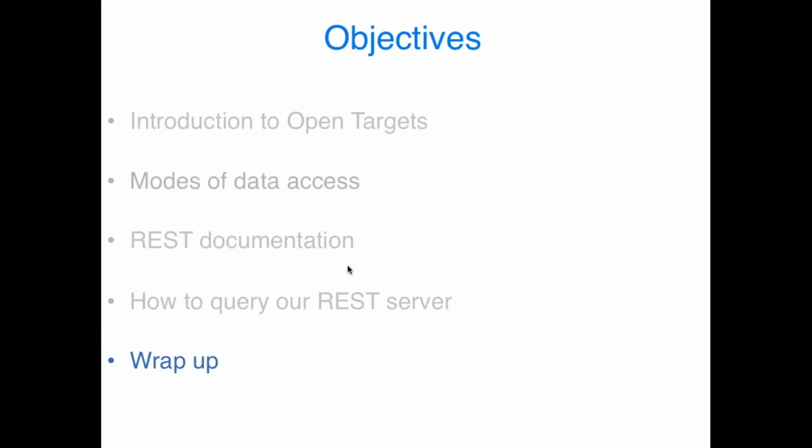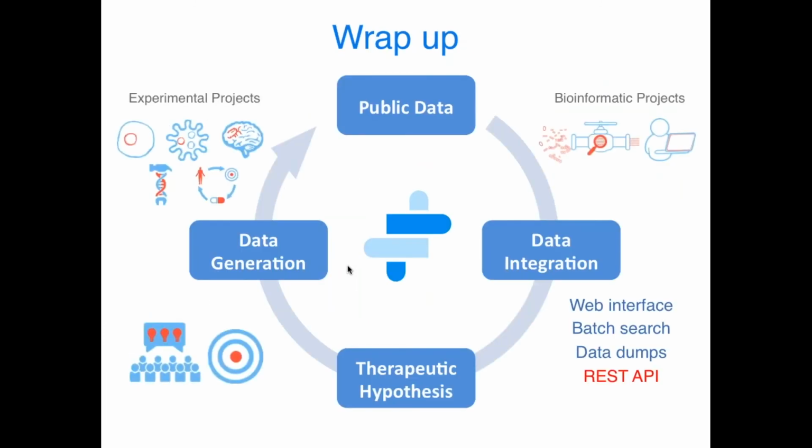So this is very much what I would like to cover. I would like to wrap up the course now just by saying that Open Targets relies on public data, which is available out there. We integrate this data, we assess the data, we score the associations as well. So we add value to the data that we retrieve from different databases.